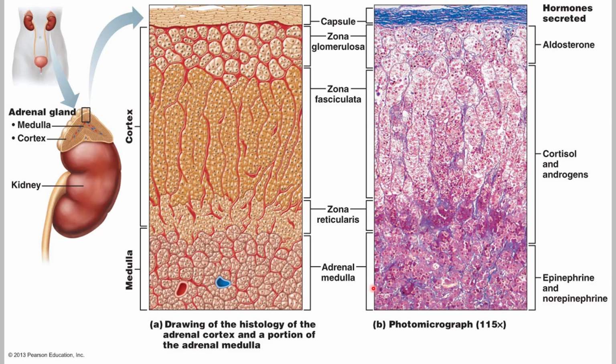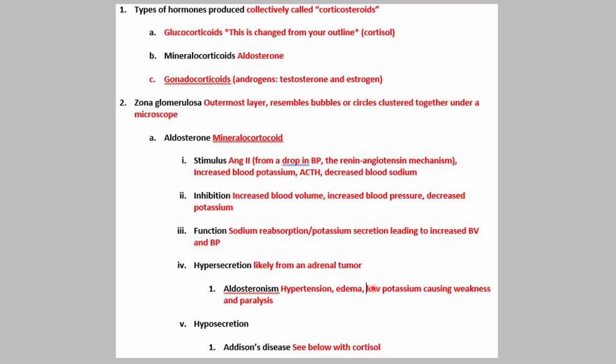Now let's go ahead and get into what do all of these different regions actually do. Well, collectively, and we're starting with the adrenal cortex, collectively the hormones produced by the adrenal cortex, they are called corticosteroids. Cortico because they come from the cortex, steroids because they are all going to be steroid hormones.